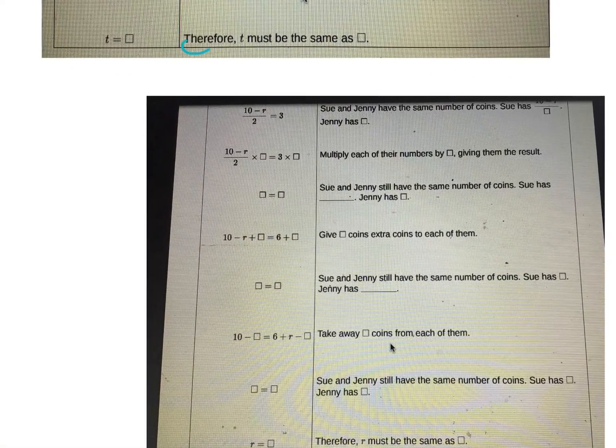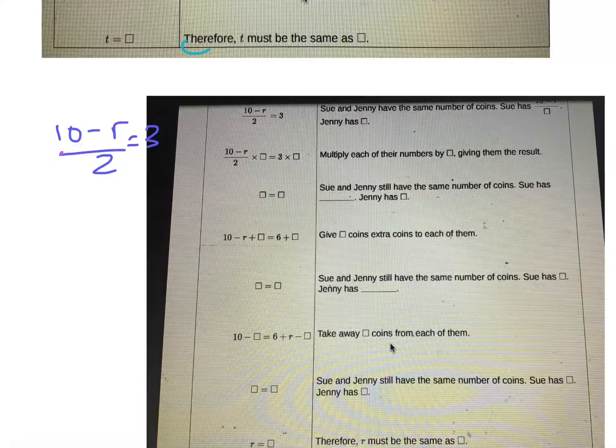So if you're looking at this one here, we have 10 minus r on 2 equals 3. Okay, so the first thing that we need to remove is the 2. Because that's divided by 2, we're going to times 2 on both sides. And we end up with 10 minus r. The 2s cancel out. 3 times 2 is 6.